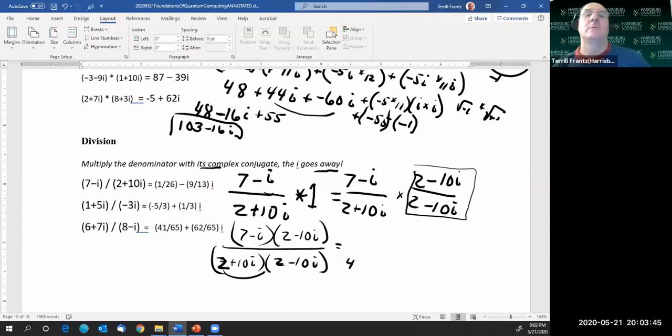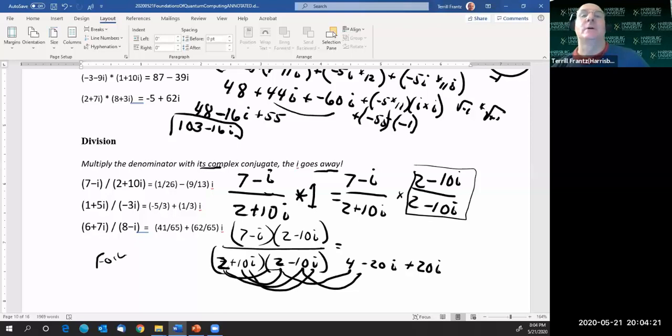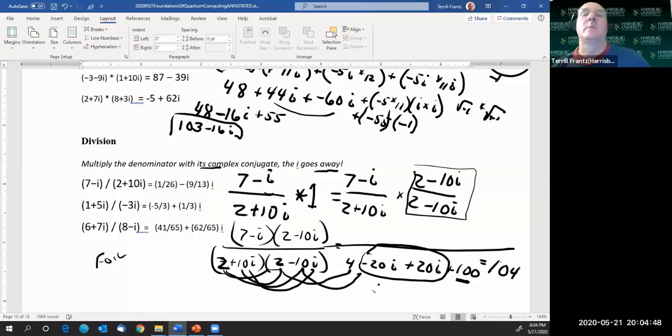So 4, inner, no. First, outer, yes. Phew, it's freaking out. So this becomes minus 20i. Inner. This becomes plus 20i. Anybody see it? And then last, this becomes plus 100. Anybody uncomfortable with the 100? So, awesomely, this becomes 0. So this becomes 104. And keep in mind that's at the bottom.